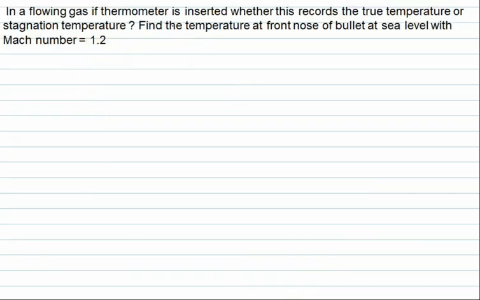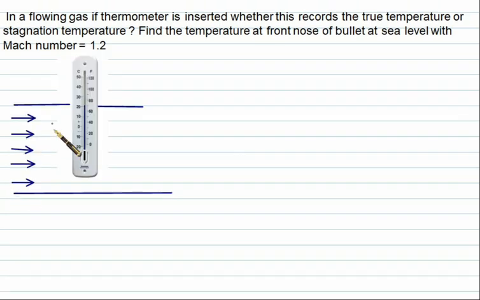In a flowing gas, a thermometer is inserted; does this record the true temperature or the stagnation temperature? Find the temperature at the front nose of a bullet at sea level with a Mach number equal to 1.2. So consider here a duct, and in this duct the gas is moving with a velocity equal to V1 and the true temperature of the gas is T1. When this stream strikes the bulb, it will record a temperature equal to T01. That is the stagnation temperature. So this time the thermometer will measure the stagnation temperature rather than the static temperature. So this temperature T1 is called the true temperature.